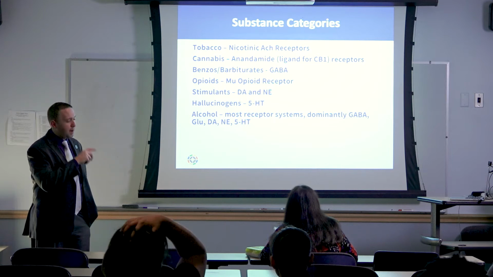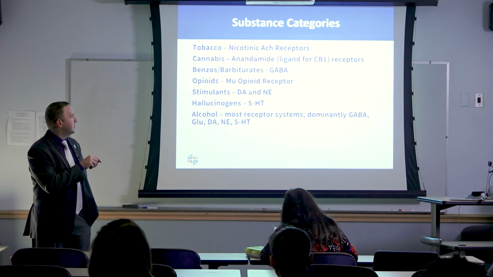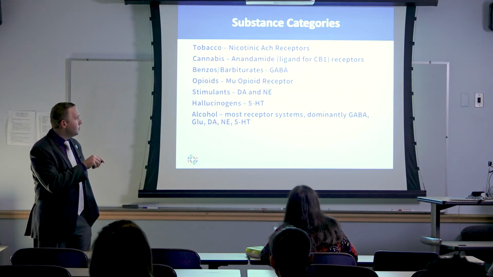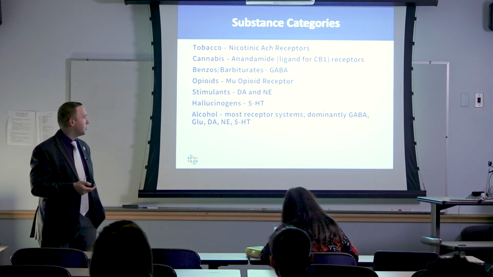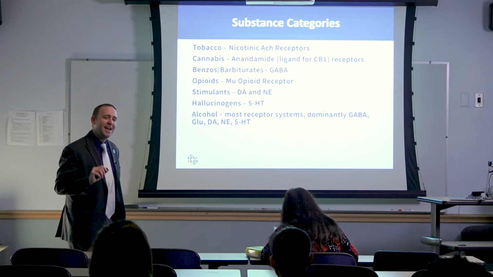Benzos and barbiturates bind to GABA. Opioids bind to the mu-opioid receptor. Stimulants affect both dopamine and norepinephrine. Hallucinogens are usually serotonergic. And then alcohol is the most promiscuous of them all. Alcohol affects most receptor systems, because ethanol is really just a small molecule, an ethyl group with an oxygen atom. And so you see that ethanol affects GABA, glutamate, dopamine, norepinephrine, and serotonin.